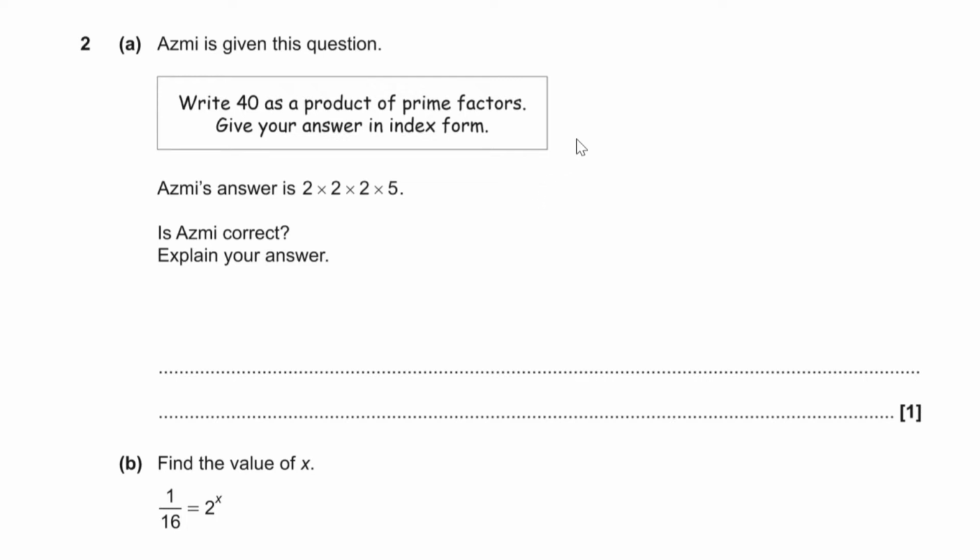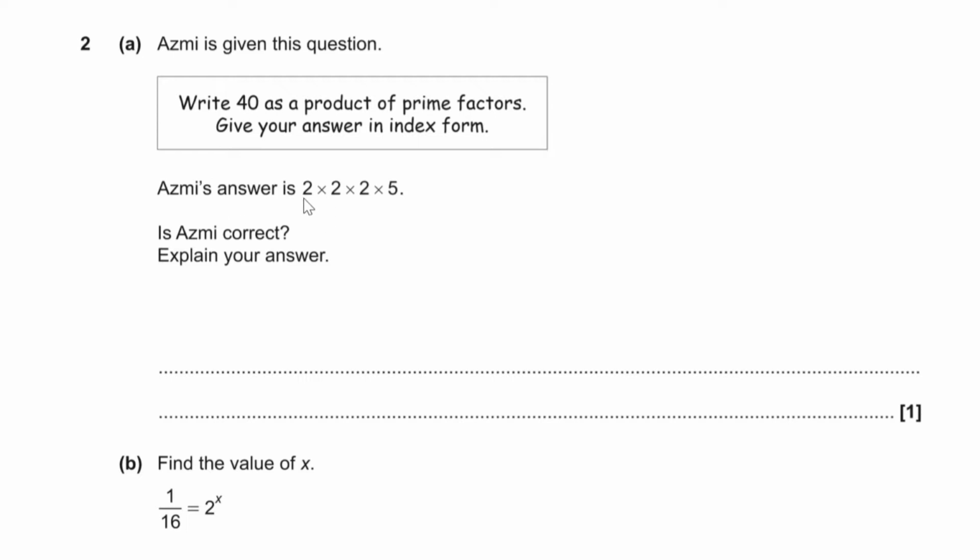Question number 2. For part A, Asme is given this question. Write 40 as the product of prime factors, give your answer in index form. Asme's answer is 2 times 2 times 2 times 5. Is Asme correct? Explain your answer. Well, 2 times by 2 times by 2, that's 8. Multiplying that by 5, we get 40.